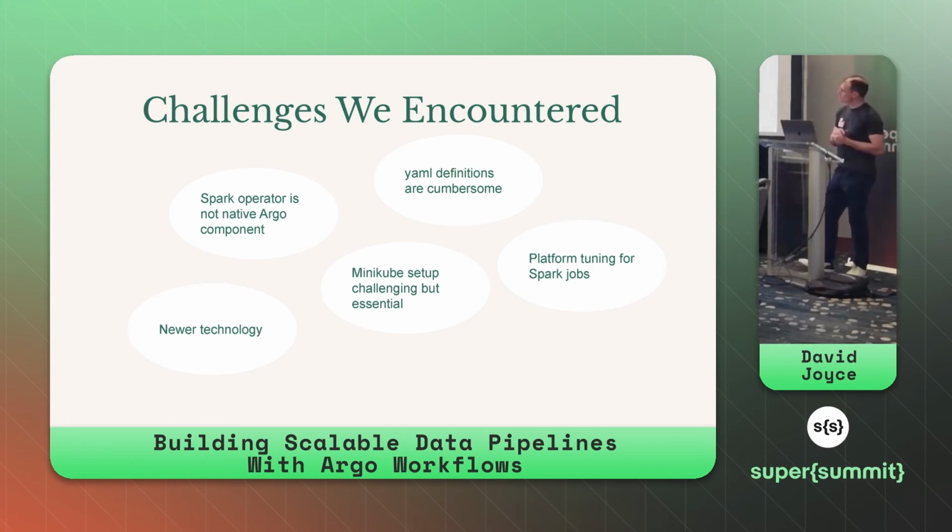I think the last challenge then is the platform tuning for the Spark jobs takes up quite a bit of work in terms of setting up all the scaling groups and a particular image type to use for your Spark jobs. You need to set up tolerances and policies, security, node selectors, all this kind of stuff to get the Spark jobs to run at scale. And that could probably be a separate talk in itself.